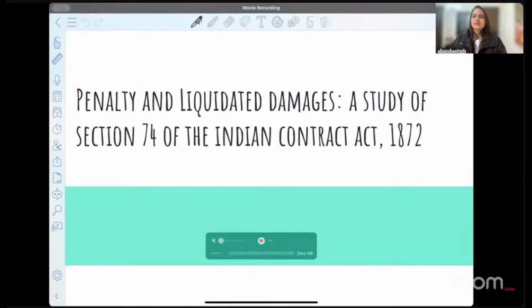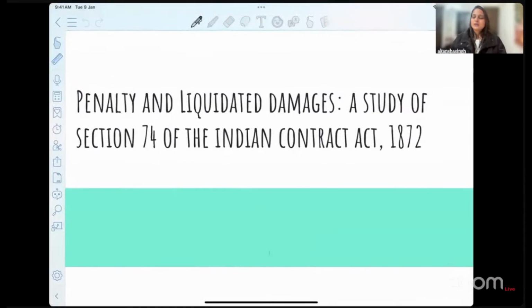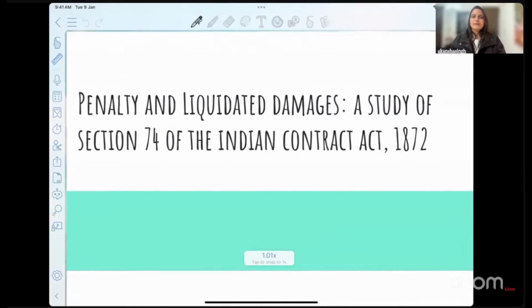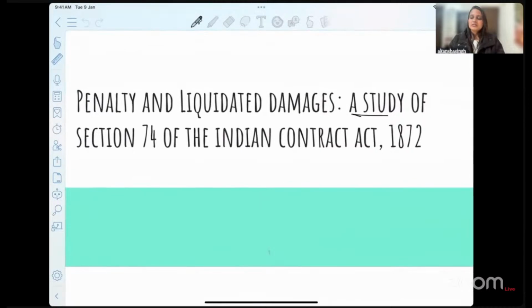Secondly, what is penalty? We all have heard of the Indian Penal Code. Now, why is it called the Indian Penal Code? So let me just share my screen with you and we can write here and understand the topic from here. I hope the topic is visible to all of you. Penalty and liquidated damages, a study of section 74 of the Indian Contract Act.